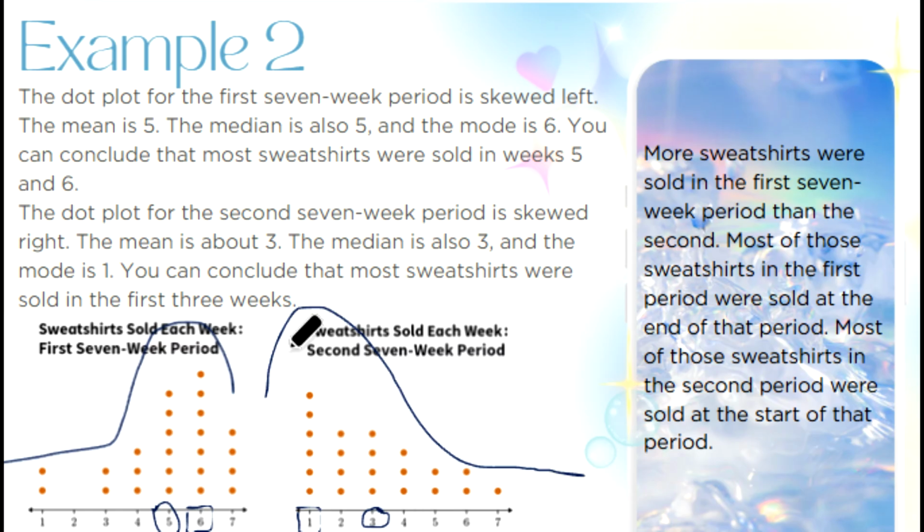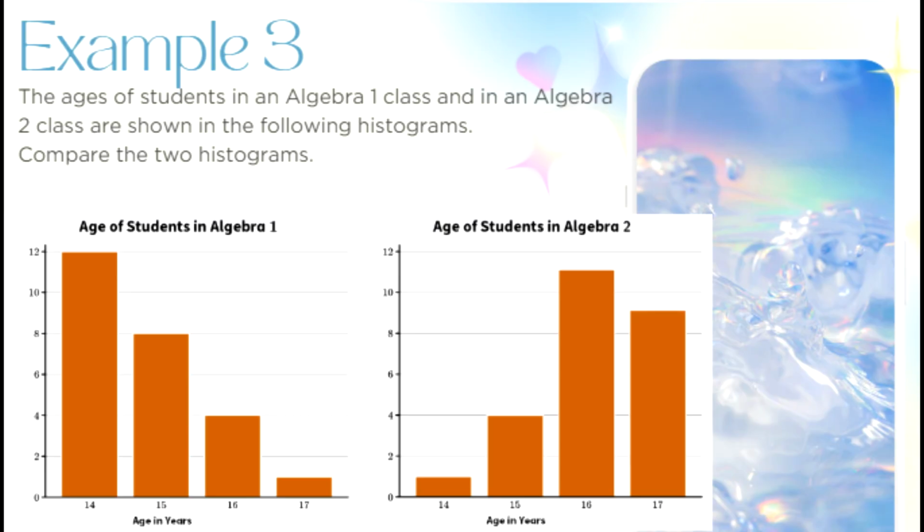Most of the sweatshirts in the first period were sold at the end of that period. Most of those sweatshirts in the second period were sold at the start of that period. You can see that very plainly and easily. Here's example 3. The ages of students in an Algebra 1 class and in an Algebra 2 class are shown in the following histograms. Compare the 2 histograms. So again, we're just interpreting what we see here.